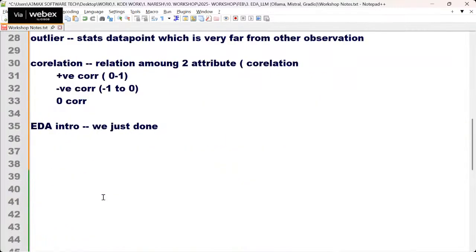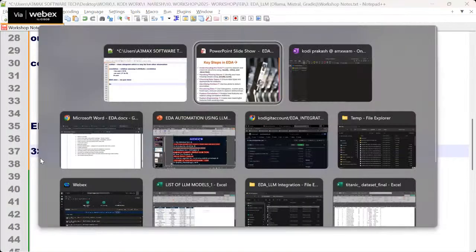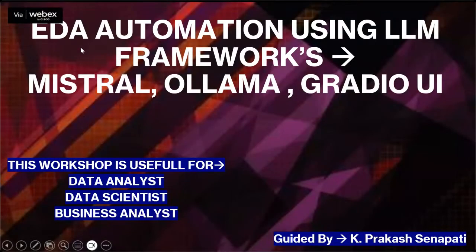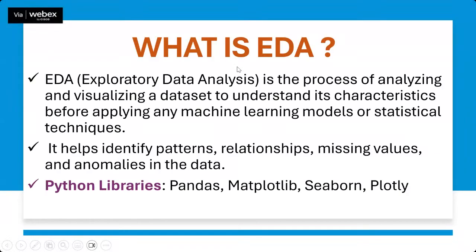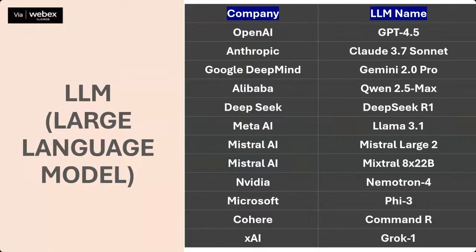Okay, now the third point. What is the third one? LLM models. That's the name of the title. What is the name of the title, guys? EDA automation. EDA we learned. Now what next? LLM frameworks. What are LLM frameworks, guys? Okay, I want to give you clarity. The first GPT created, ChatGPT, isn't it? ChatGPT is an LLM application, guys, created by OpenAI.